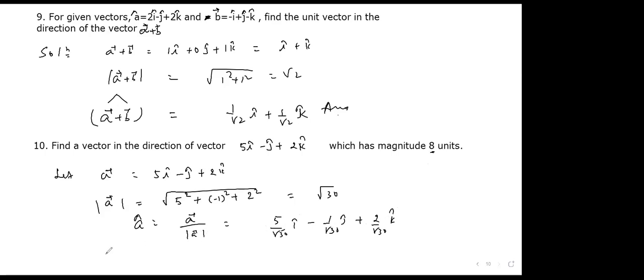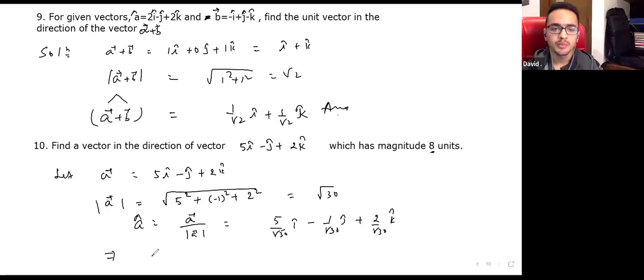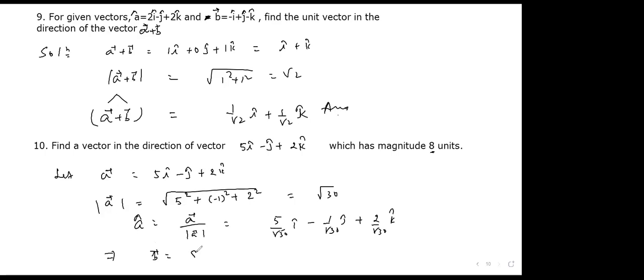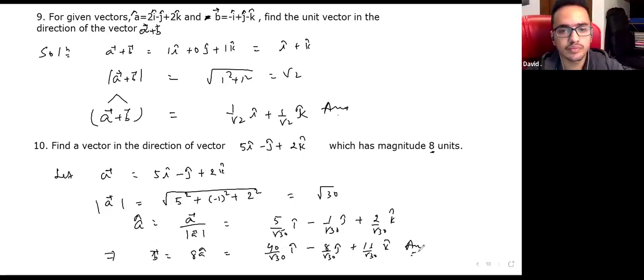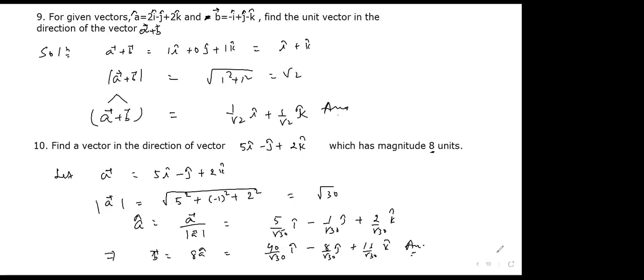So the vector whose magnitude is 8 will be 8 times A cap. So this will be 40 over root 30 I cap minus 8 over root 30 j cap plus 16 over root 30 k cap. This will be the answer. Got it? Yes, sir.